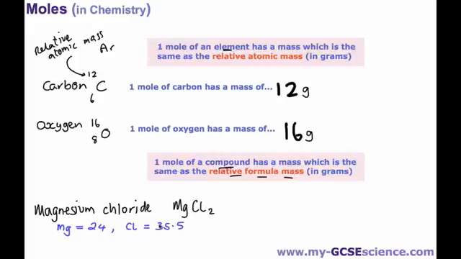So here I have the relative atomic masses there, and to add them up, all you do is 24 add 35.5, but remember MgCl2 here, so there's 2 chlorines, so it's plus 35.5 again, and the answer is 94. So 1 mole of magnesium chloride has a mass of 94, and don't forget the unit, which is grams.